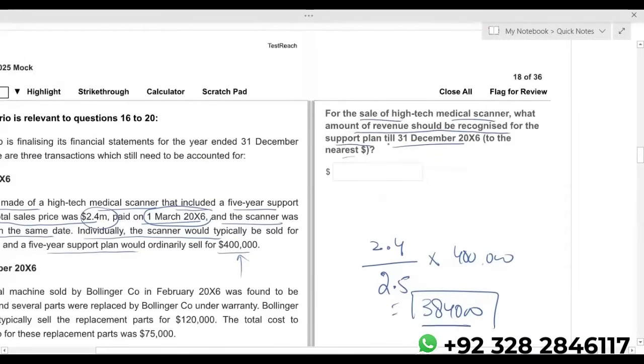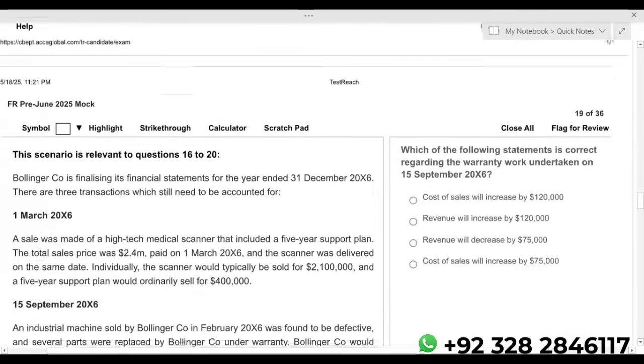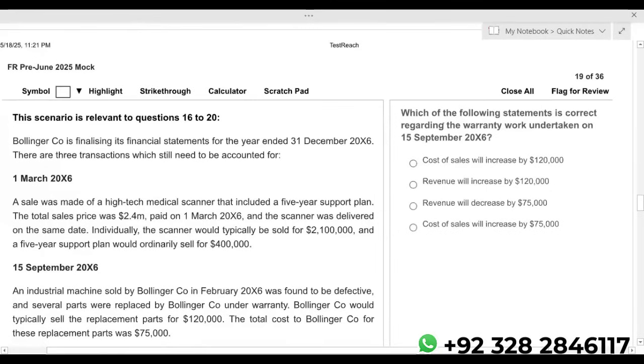To the nearest dollar, so you will not be working in millions. 64,000. Great. So far, the question looks pretty decent, I would say.